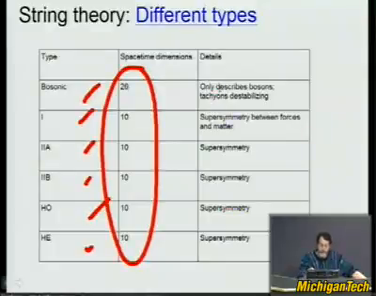Details were that these 26 only described bosons, tachyons were destabilizing, supersymmetry between forces and matter were all part of the other ones. And now I think most of these theories are all thought to be part of the same general, or flavors of the same kind of general theory.